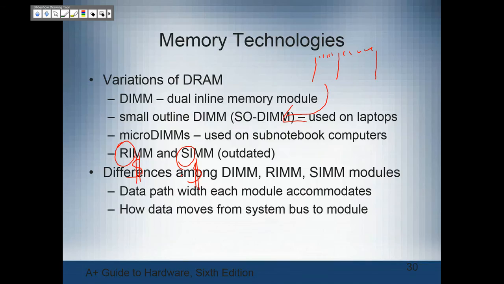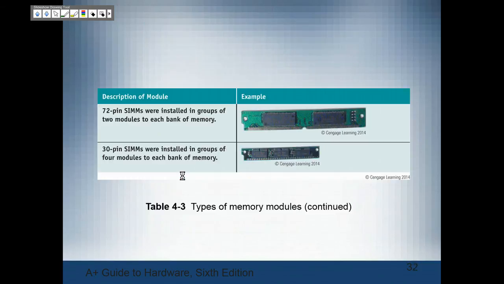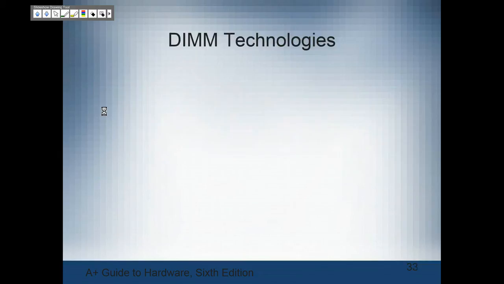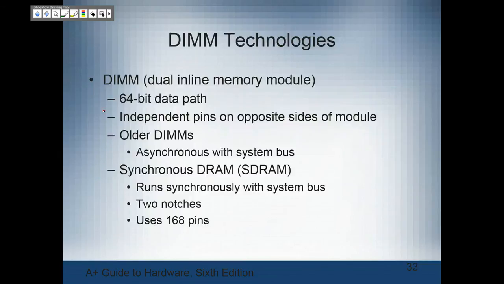So the older systems, 72 pins and 30-pin. 30-pin is going to be exceptionally old. 72-pin, when we got that, hey golly, we've really made things go much faster, because the more pins, the more it can handle at any given time. Dual inline memory module, 64-bit data path, with independent pins on the opposite sides of the module.